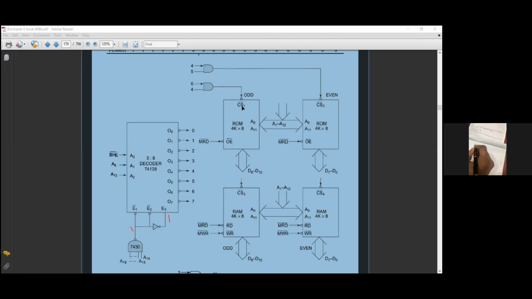It's A13, A0 and BHE bar. 0, 0, 0 means Y0, over here is output 0. 0, 0, 1 is O1. Similarly, 1, 1, 1 is O7. Right? Is it clear? Yes, sir. Next.